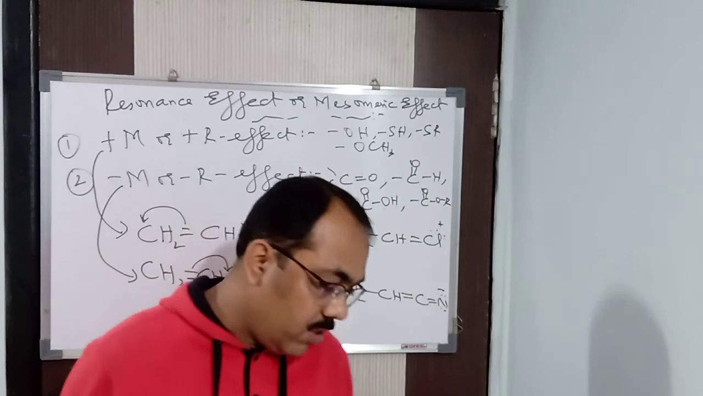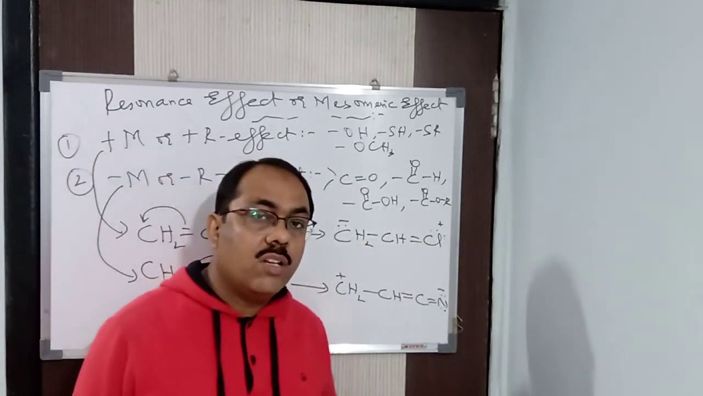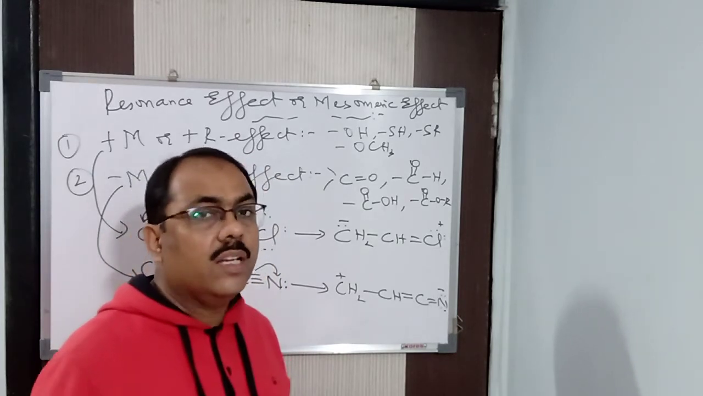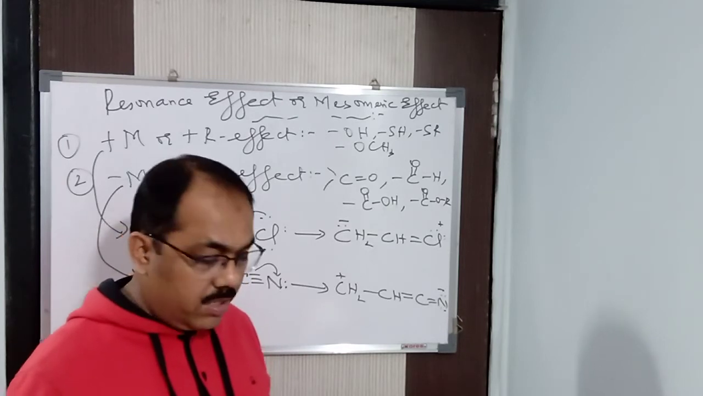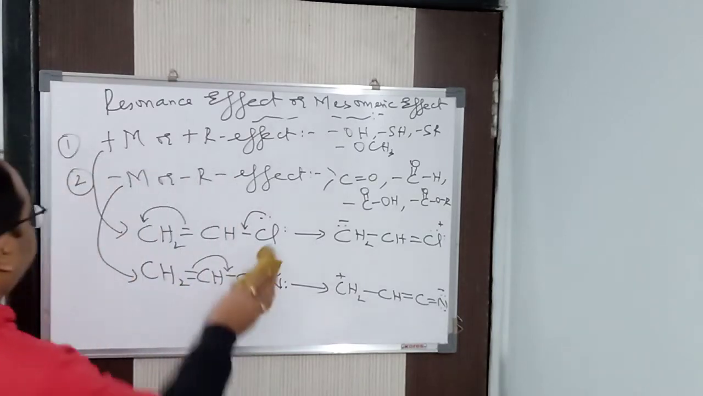So we have discussed all about it earlier, so I'm not coming to it now. This is about resonance and the mesomeric effect. The difference I said is that mesomeric effect is based upon chemical considerations, but resonance effect is completely theoretical. Now next is the hyperconjugation effect.